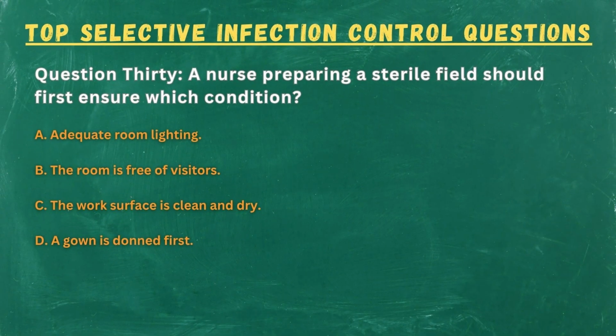Question 30. A nurse preparing a sterile field should first ensure which condition? A. Adequate room lighting. B. The room is free of visitors. C. The work surface is clean and dry. D. A gown is donned first. Answer: C. The work surface is clean and dry.